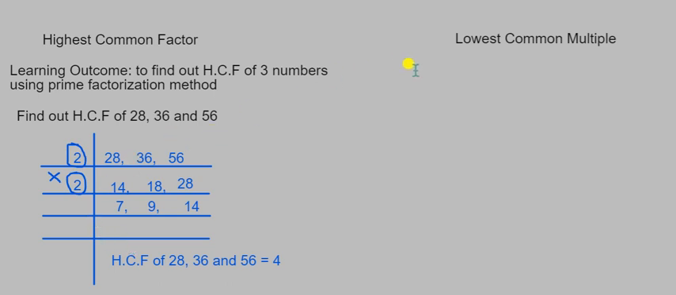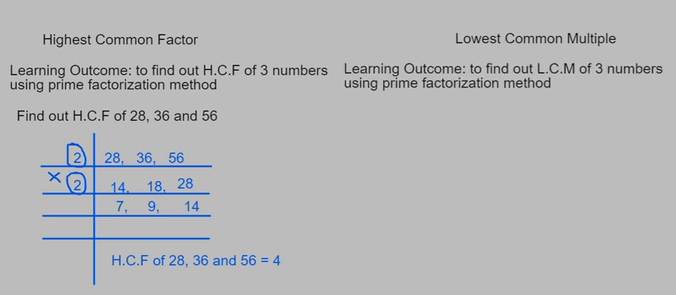Now let's move towards lowest common multiple. So we will find out LCM of three numbers using prime factorization method. Again, we will follow the same procedure, but now the procedure is slightly different, or you can say it's a bit longer than this one. So first of all, we will again make a table to find out the lowest common multiple of any given three numbers. Let's say our example is find out LCM of 12, 9 and 18.